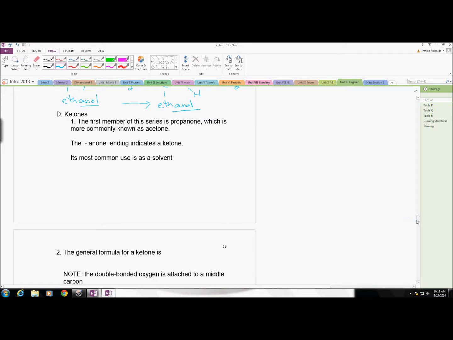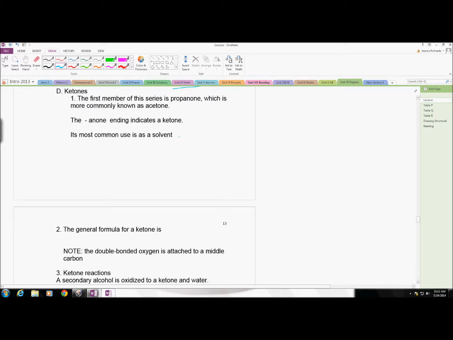Ketones look similar to aldehydes and are often mistaken for aldehydes because ketones have one oxygen as well. It also has a double bond, but this time it has to be in the middle of the chain. That means the smallest ketone you can possibly have is propanone. The ending for a ketone is -anone, prop meaning 3 carbons. Prop, 1, 2, 3 carbons. -anone is a ketone, double bonded in the middle.